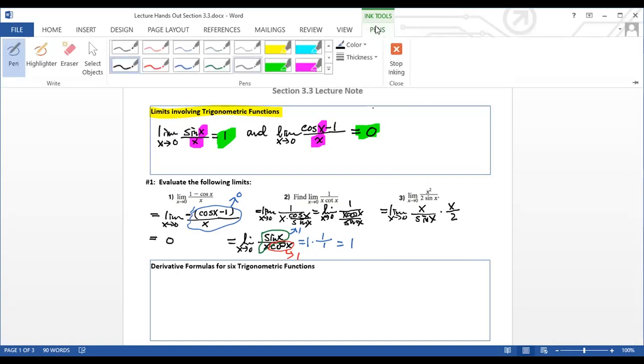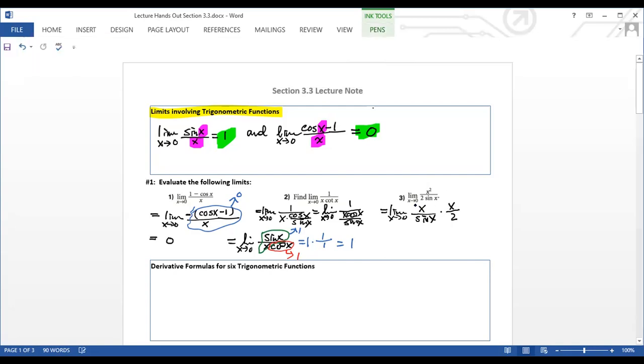And now take a look. What is this one here? This is x over sine x. So I know sine x over x approaches 1, so then x over sine x also approaches 1. Am I right? Yeah. So now in here, x approaches 0, so this one approaches 0. So 0 over 2 is what? Still 0. So what is the final answer for this one here? It is 0. Okay. All right.